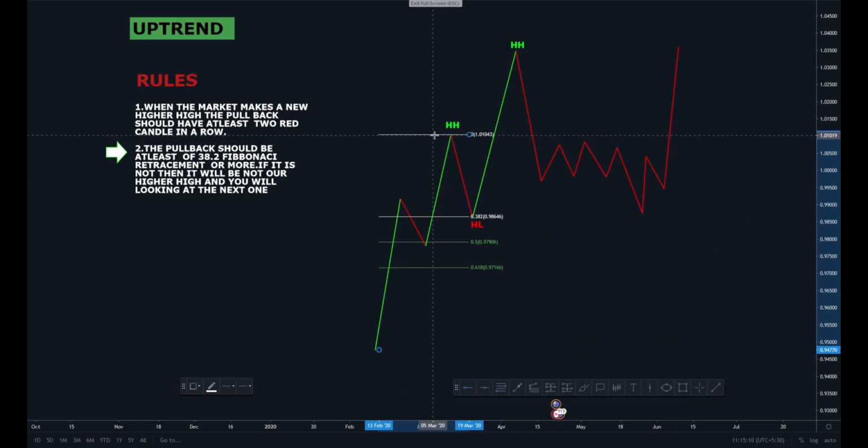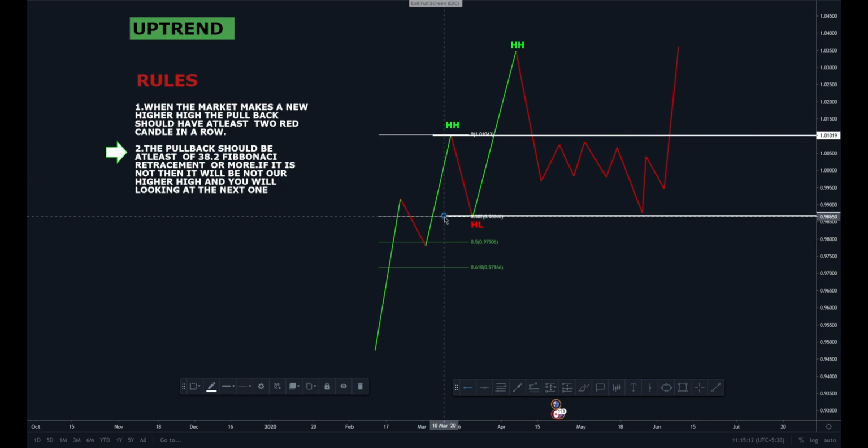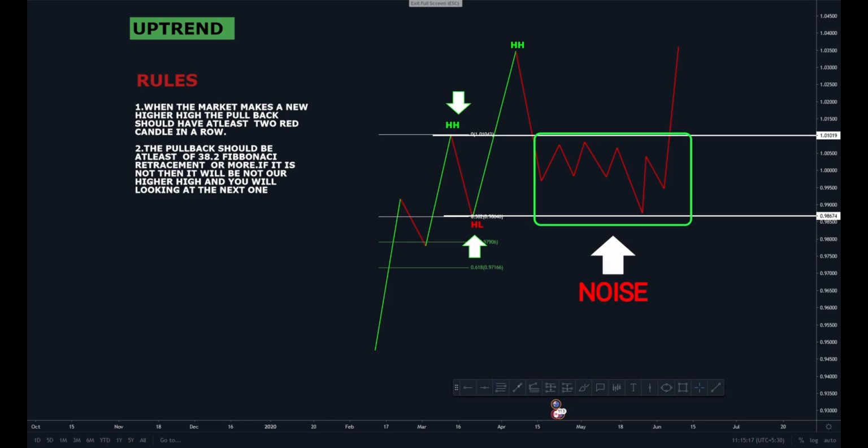Then we are going to mark the higher high and higher low with horizontal lines. Now the trend will be up until and unless the price breaks the higher low of the previous pullback. It doesn't matter what the price does in between of that range, we'll consider it as noise.